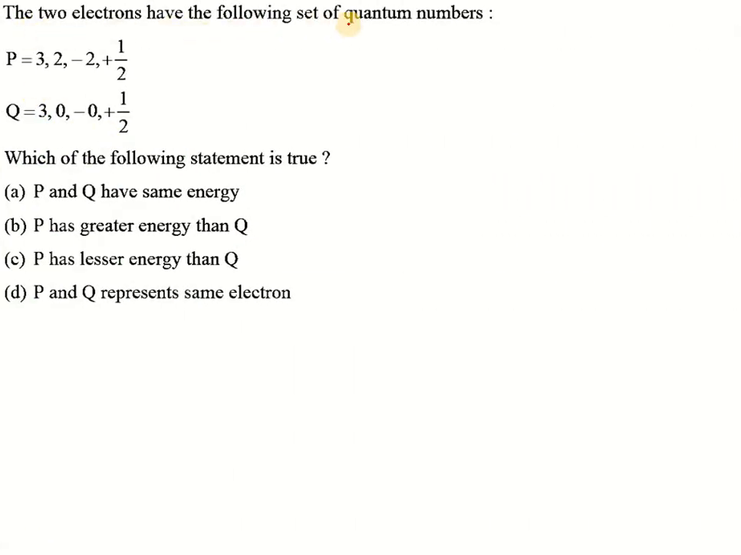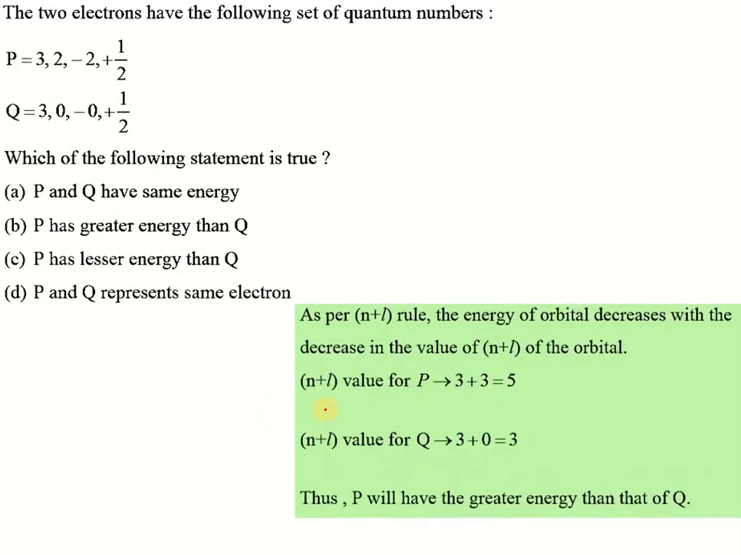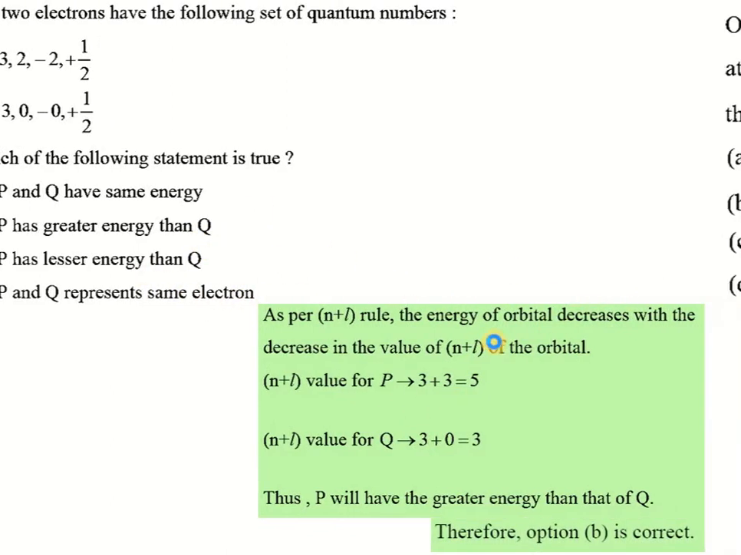Two electrons have the following sets of quantum numbers, P and Q. Given the sets of n, l, m and s values, we have to find the energy of P and Q, which is greater, which is lesser, or whether both are equal. We check it from the n plus l rule. The n plus l value for P is 5. The n plus l value for Q is 3. That means P has greater energy than Q. So the second option is the right option for this question.